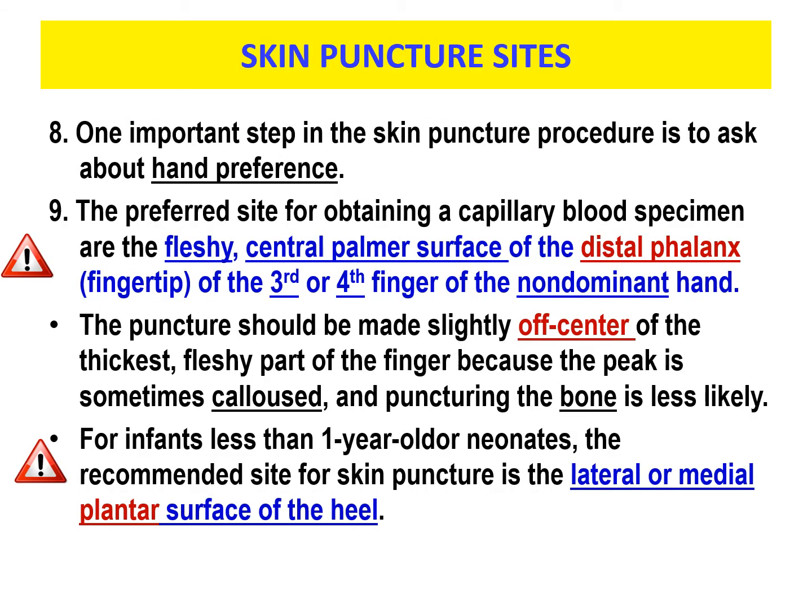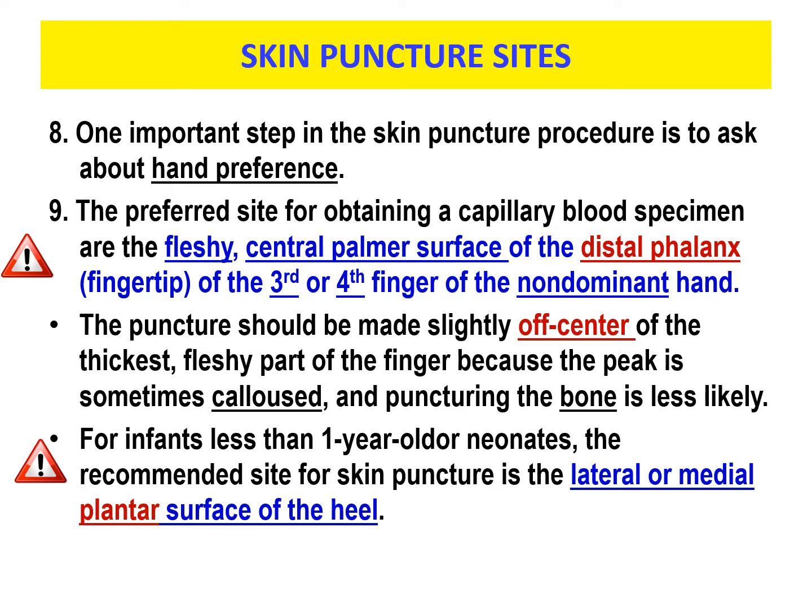Okay, so one important step in the skin puncture procedure is to ask about hand preference, right? The preference site for obtaining capillary blood specimen, as we talked about in lab, are that fleshy central palmar surface of the distal phalanges, which is your fingertips, right? Of just the third and fourth finger of your non-dominant hand. Remember, in a perfect world, this is what we want, okay?